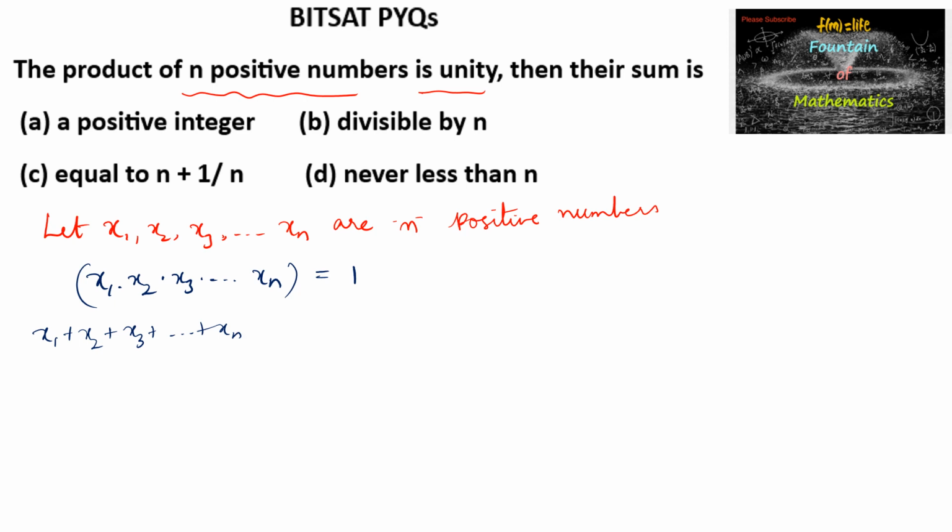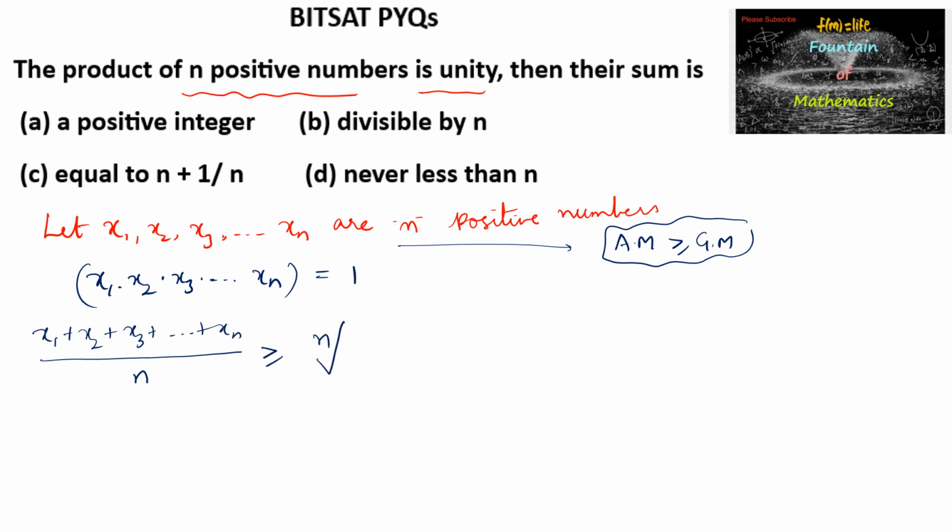Let us apply the arithmetic mean is greater than or equal to geometric mean concept. That is, the arithmetic mean of these n numbers, x1 plus x2 plus x3 and so on xn divided by n, is greater than or equal to the geometric mean, that is the nth root of x1 into x2 into x3 and so on xn. Which is equal to the nth root of 1, as we know the product of these n positive numbers is 1. So 1 to the power 1 by n, that is 1.